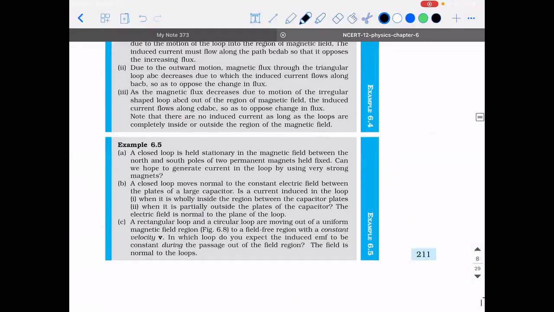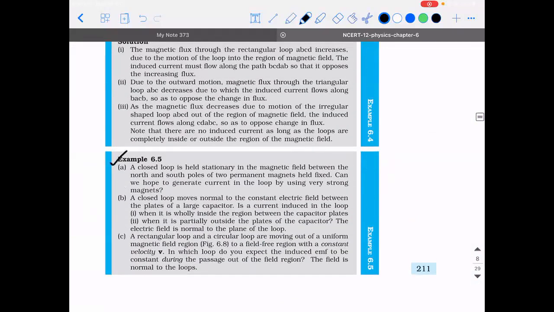Okay. Let's do another problem based on Lenz's law. So there is a closed loop. Read the question carefully. There is a closed loop which is held stationary in the magnetic field between the north and the south pole of two magnets which are held fixed. Can we hope to generate current in the loop by using very strong magnets?